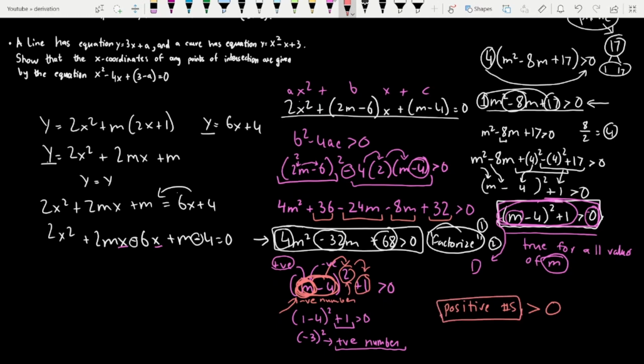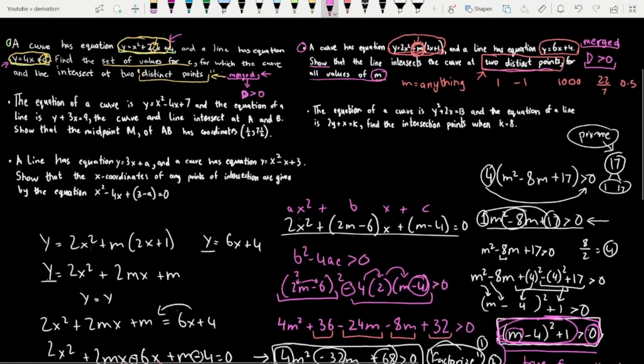And positive numbers are greater than 0. So no matter what you do, you will always get a positive number. No matter what value of m you input into this bracket, you will always get a positive value. You will always get a positive answer. And this thing, that the discriminant is greater than 0, will always be true because the discriminant will always be a positive number. It's not possible for it to be a negative number in this case. So that basically proves that the discriminant will always be greater than 0.